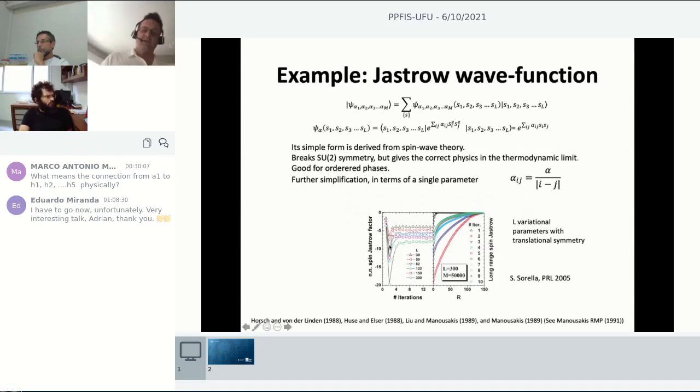Here in this figure, I'm showing you, for instance, a result from Sorella's PRL in 2005, in which he showed how you can improve the algorithms to optimize these wave functions. Here you see how these coefficients depend on distance. This is for 300 sites. As you optimize the wave function, the coefficients evolve eventually to something that looks kind of algebraic. The cost of optimizing these wave functions and the method we use to optimize them are crucial here, and I'm going to tell you a little more next.